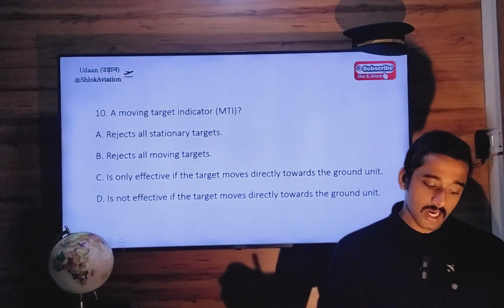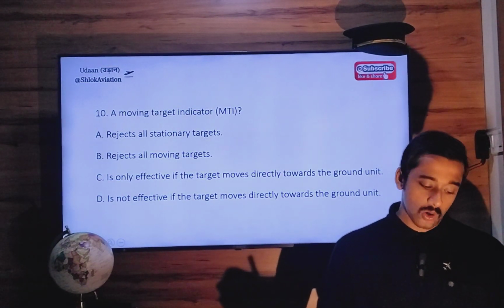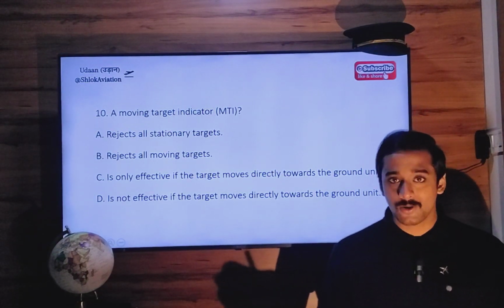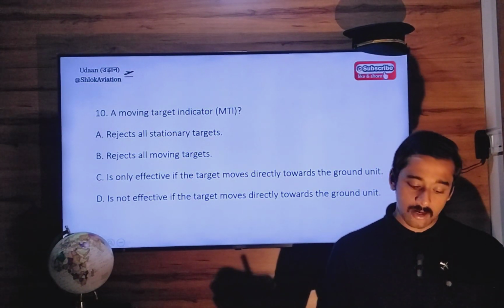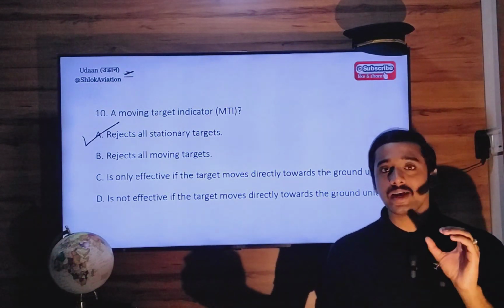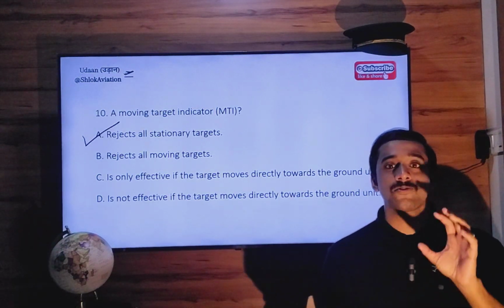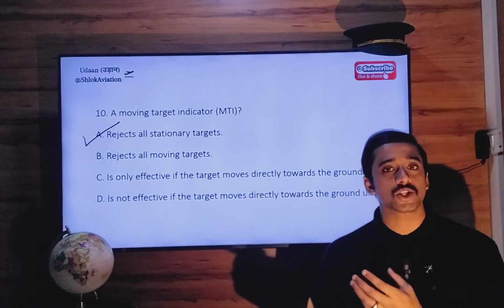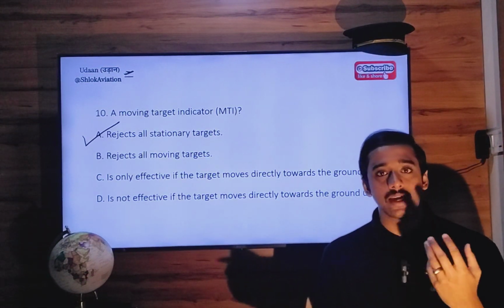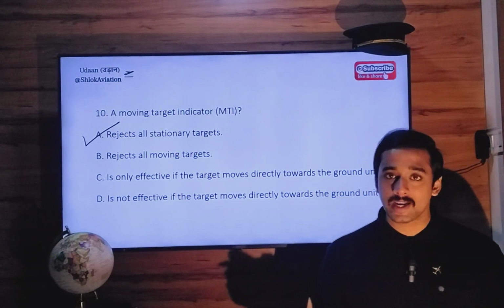Question 10. A moving target indicator rejects all stationary targets, rejects all moving targets, is only effective if the target moves directly towards the ground unit, or is only effective if the target moves away from the ground unit. So the correct option is option alpha. A moving target indicator will reject all echoes or pulses coming from fixed objects like mountains, towers, obstructions. It will only show representations of moving objects, mainly aircraft. So that is one purpose of the moving target indicator.